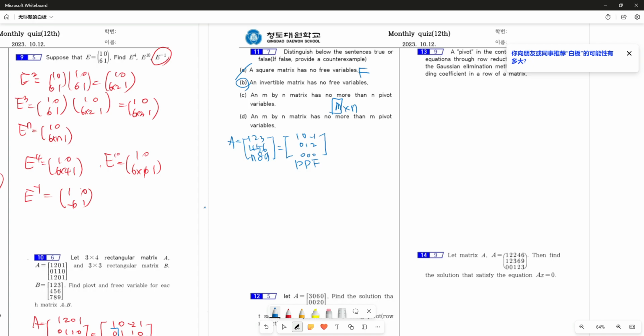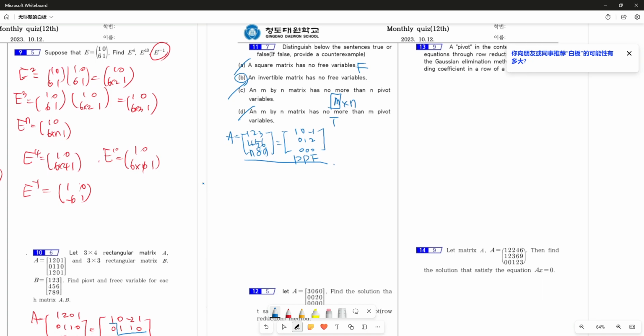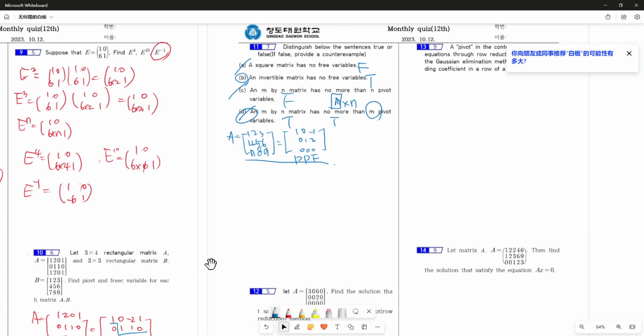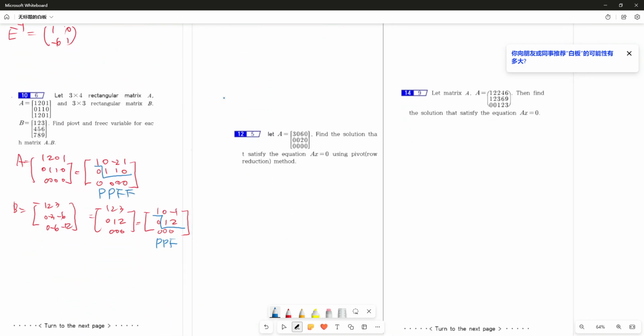So no more than m pivot variables, because we should have the pivot. So in case of this 3 by 3 matrix, there are no more than 3 pivots. So it's here first and two. Just using this example also. And here is 2, no more than m. Okay. So first 2. Sorry. First 2 and first 2. Okay.